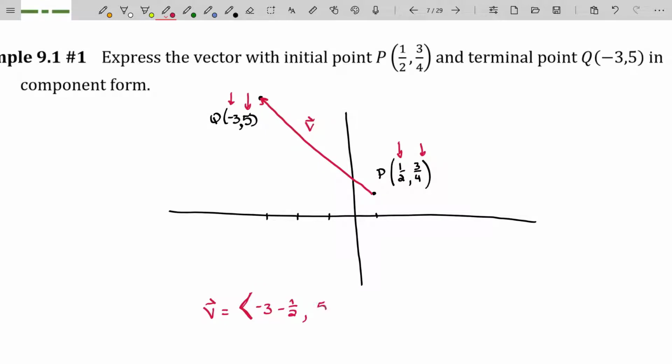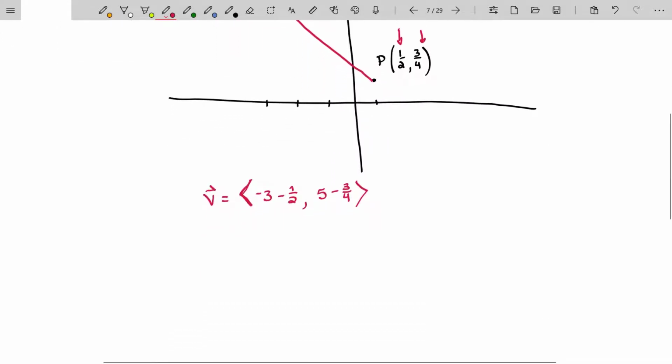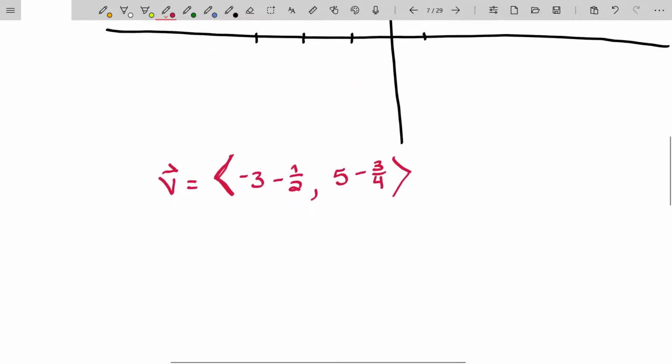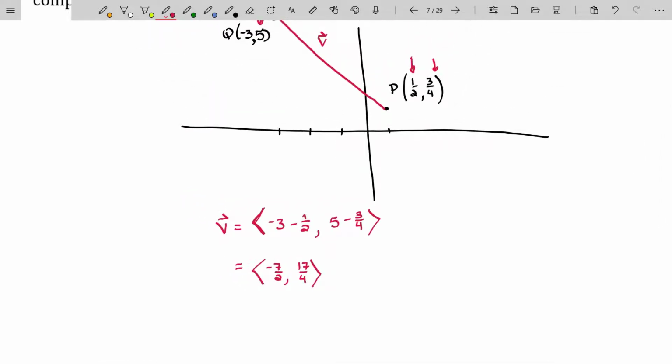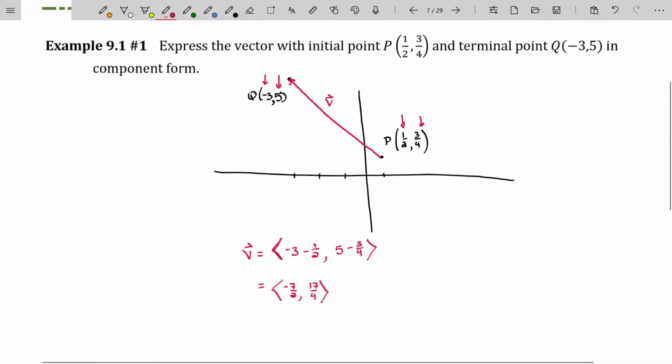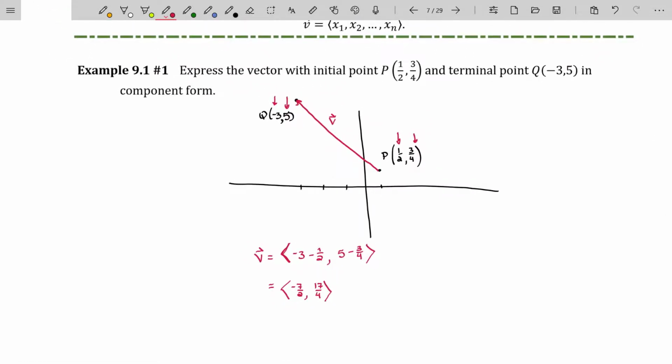So 5 minus 3/4. And sorry if you can hear a lot of sound. It is a major storm outside right now. All right. So simplifying this vector down, that's a negative 6/2 minus 1/2, -7/2. And then 5, which is 20/4, minus 3/4 is 17/4. So this vector is -7/2, positive 17/4. Those are the components of that vector.